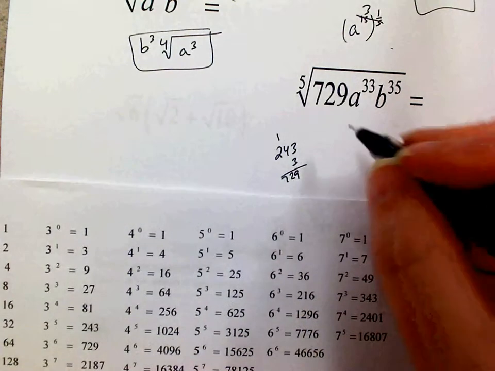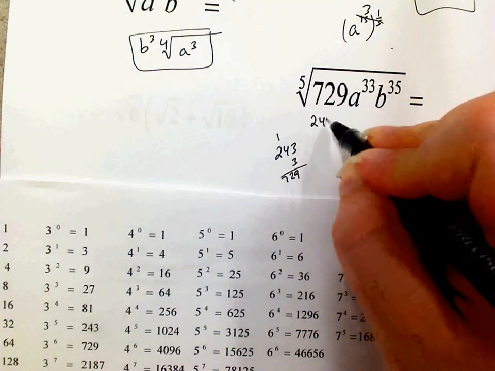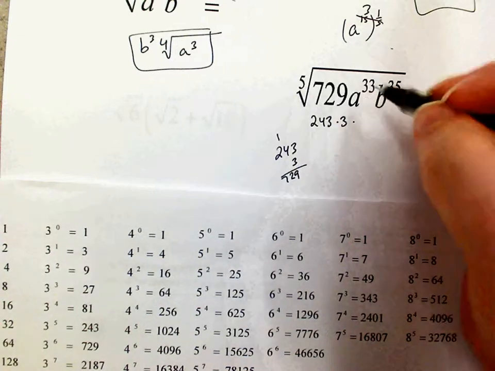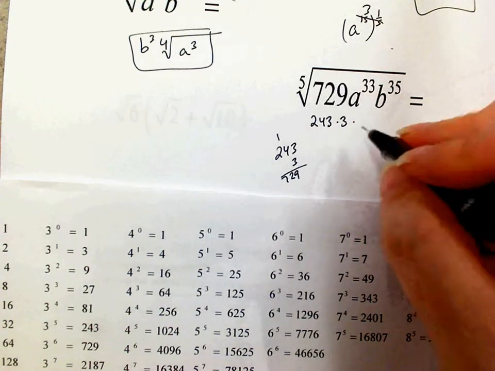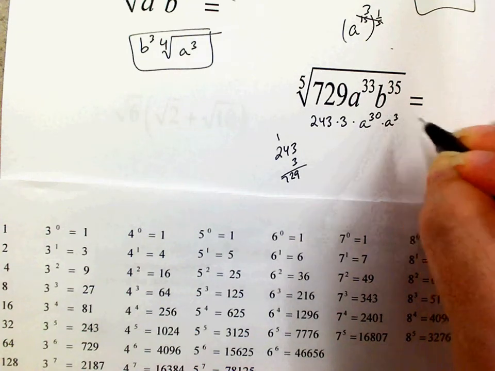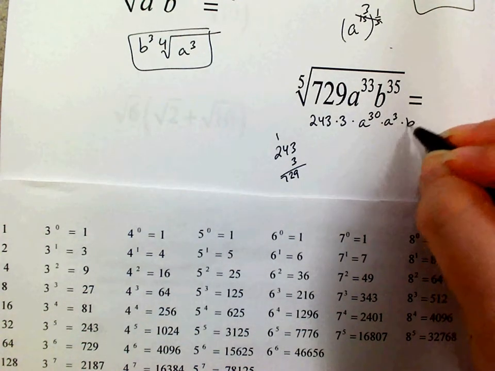So this is the same thing as saying 243 times a to the 33rd times b to the 35th. I'm going to look for multiples of 5. The largest multiple of 5 that goes into 33 is 30, so I'm going to say a to the 30th times what's left over, a cubed. 35 is a multiple of 5, so I'm going to go ahead and say b to the 35th.